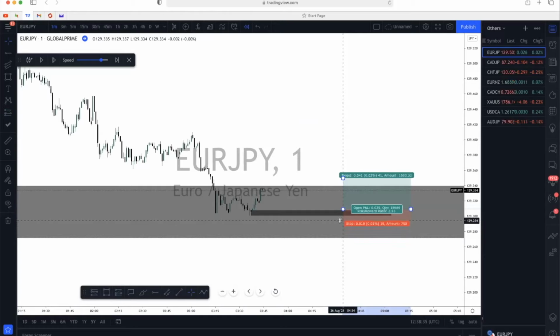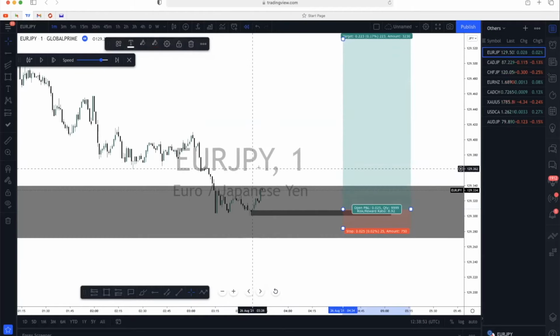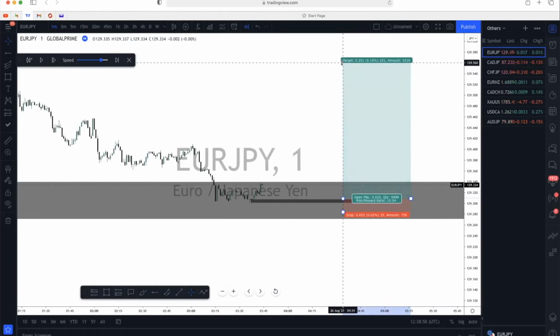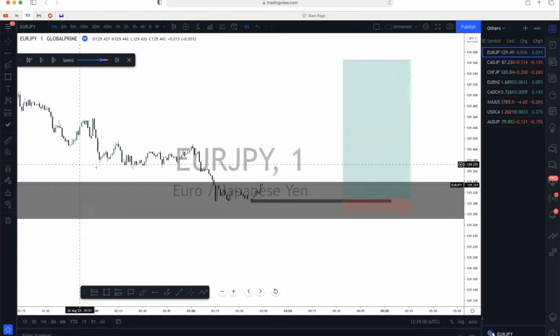So let's look at how to buy this pair here. Our stop loss is about 0.8, but that's really too tight. So we can leave it at 2.5 just to be safe. So we can target 1 to 10. This is 1 to 8, and this is 1 to 10. So that's what we want to target.